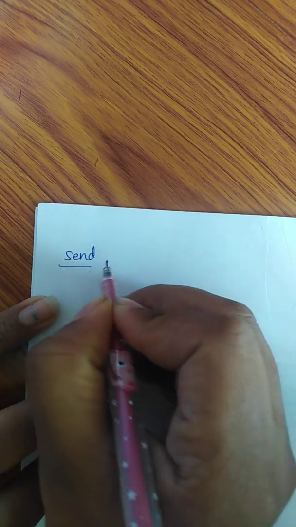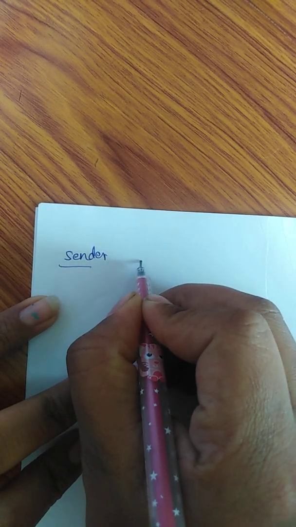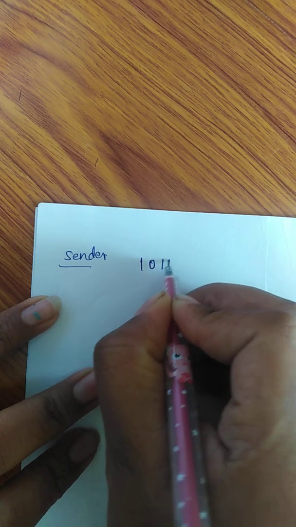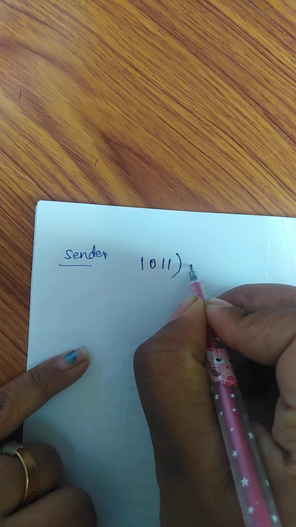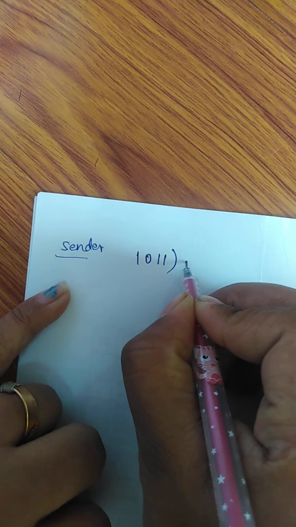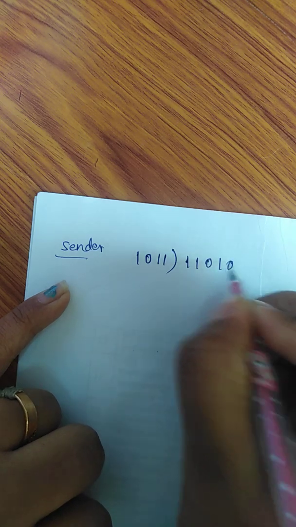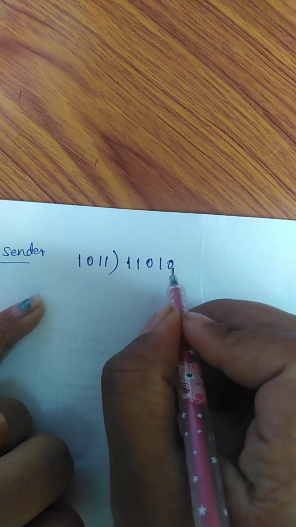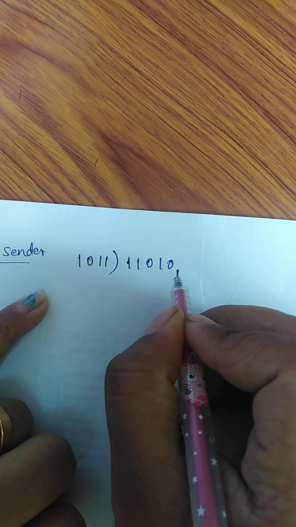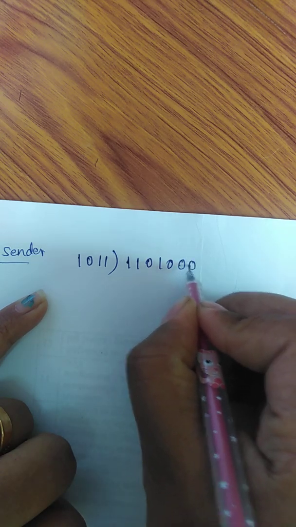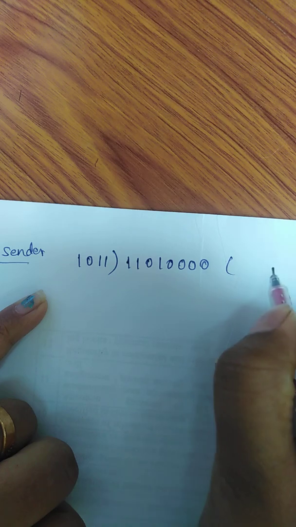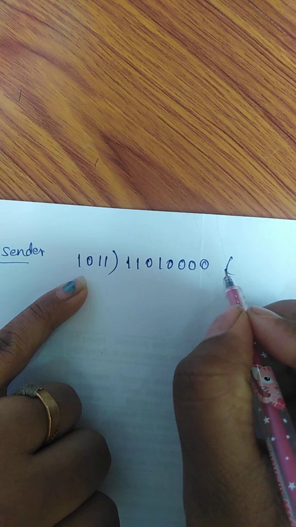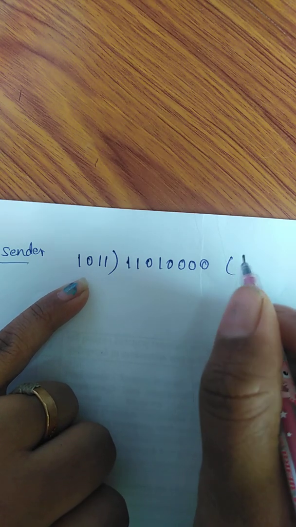First I will check the sender side. What code word, or CRC generator, do we have? 1011. Then what is the data word we have? 11010. In this data word we add 3 zeros, then we perform the XOR operation. How to represent the XOR operation, I explained in the earlier class.